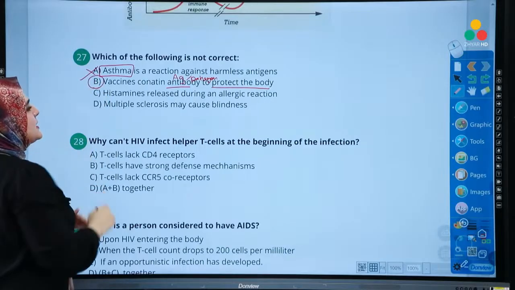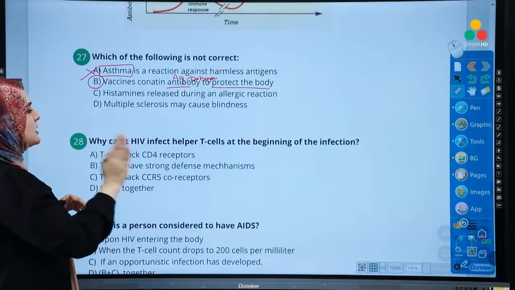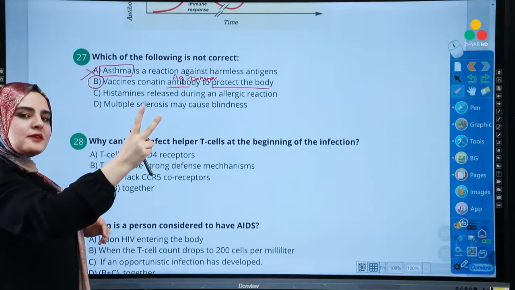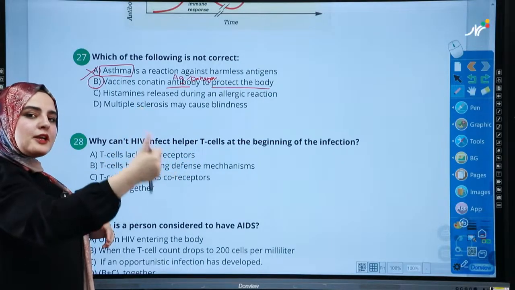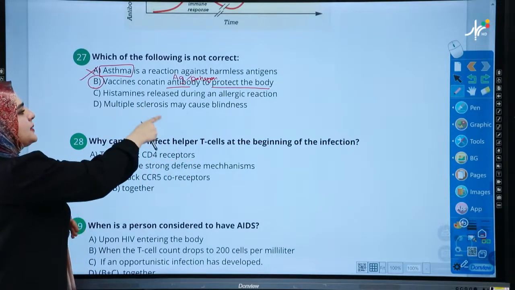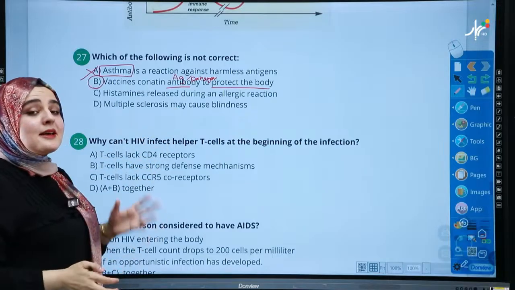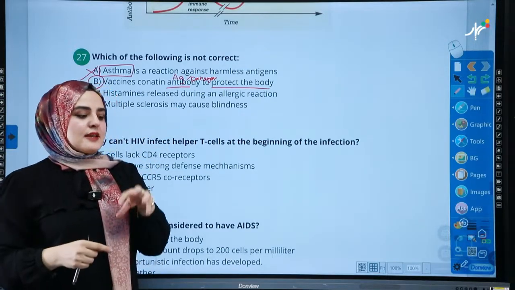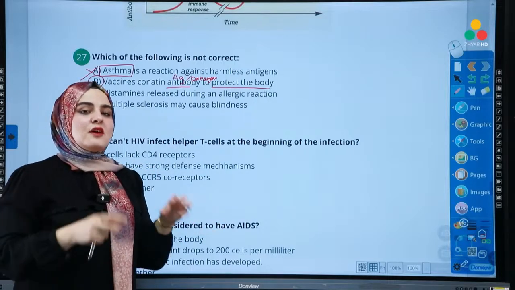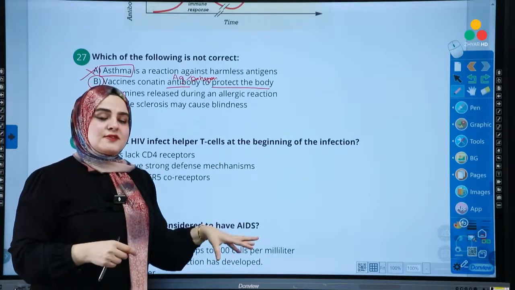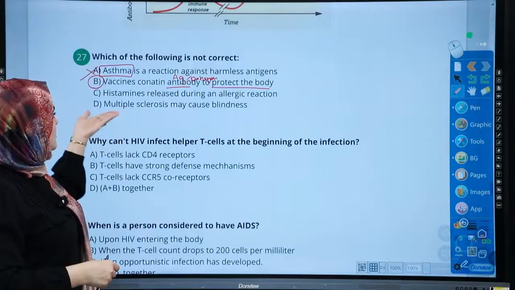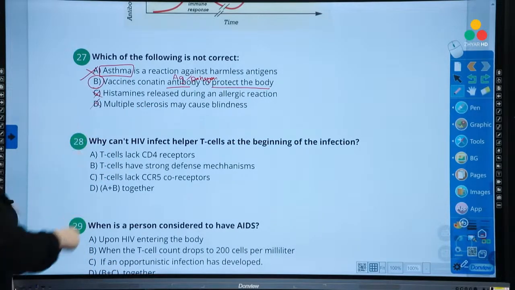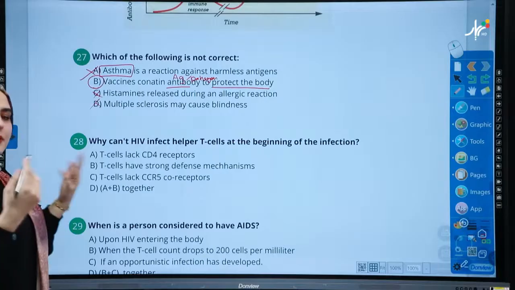This is my answer, but let's see if the others are correct, just in case. Histamine is released during allergic reaction. Yes, in 2 cases histamine is released, allergic reaction and inflammation. Multiple sclerosis may cause blindness. Yes, multiple sclerosis is an autoimmune disease that attacks the myelin sheath of the optic nerve neurons. So this is actually right. This means not our answer, and we have B as the right answer.